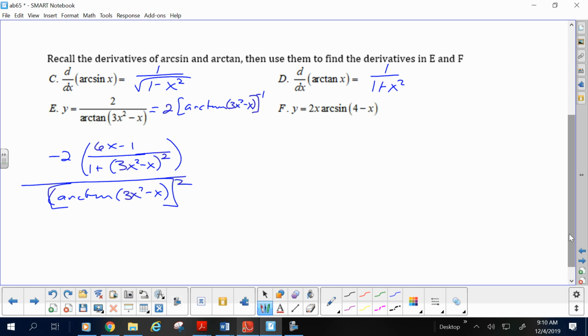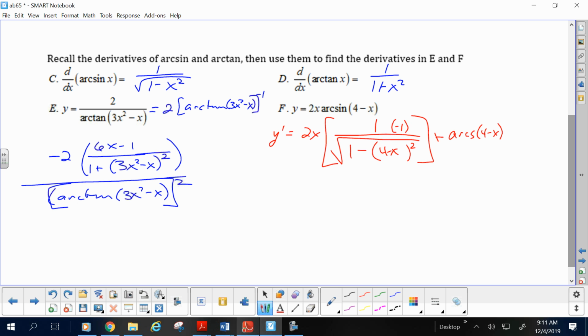For f, y prime or dy/dx, the first stays the same. The derivative of the second is 1 over root 1 minus that guy squared, but then times the derivative of the inside, which is times a negative 1. Plus the second stays the same, arc sine of 4 minus x, times the derivative of the first, which is just 2. Okay.